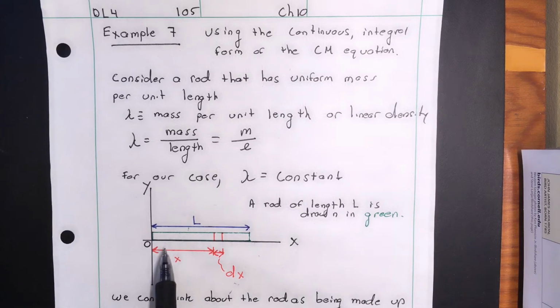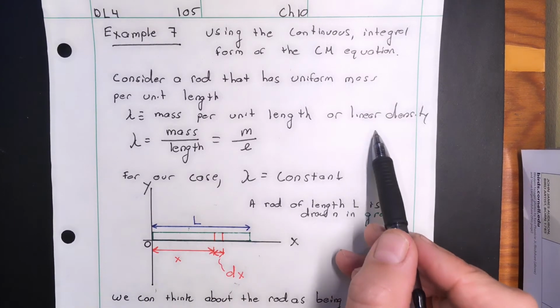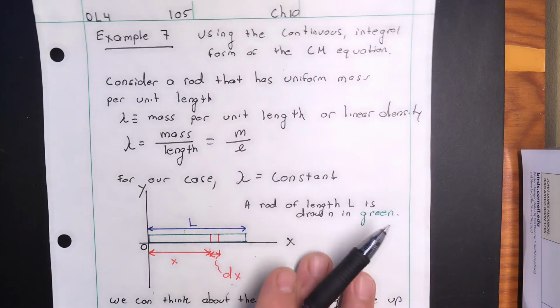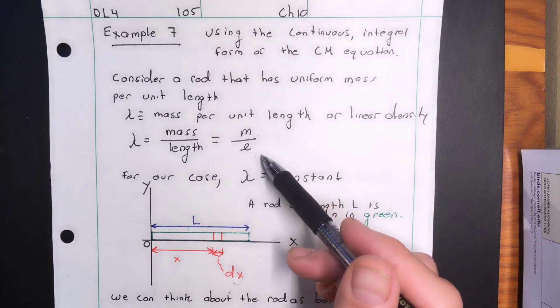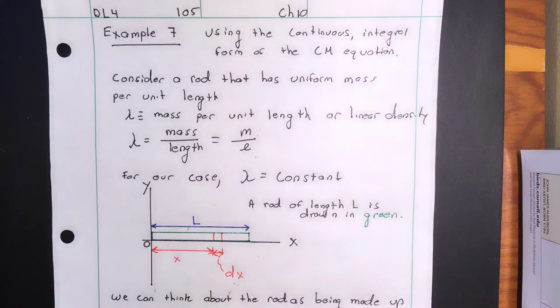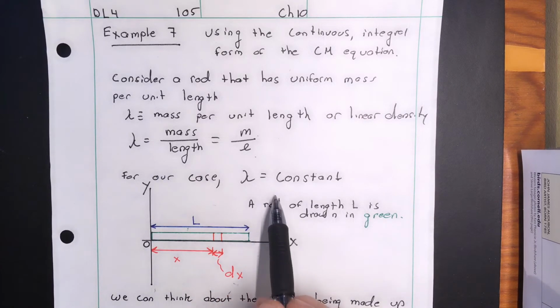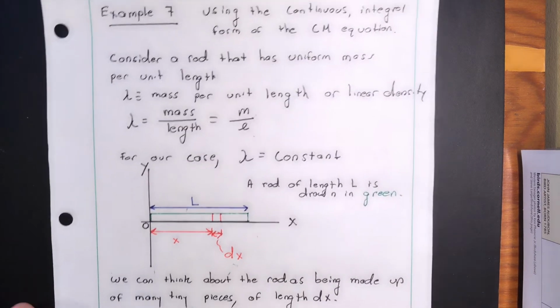So what we have, as outlined in green here, is a rod. It has length L and has uniform density throughout. So this is called linear density, and it's the mass per unit length. Like every inch you go, it weighs an ounce. All right, so 1 ounce per inch, or a kilogram per meter, something like that. For this case, we're considering that linear density to be constant, but it doesn't have to be. But in this example, it is.